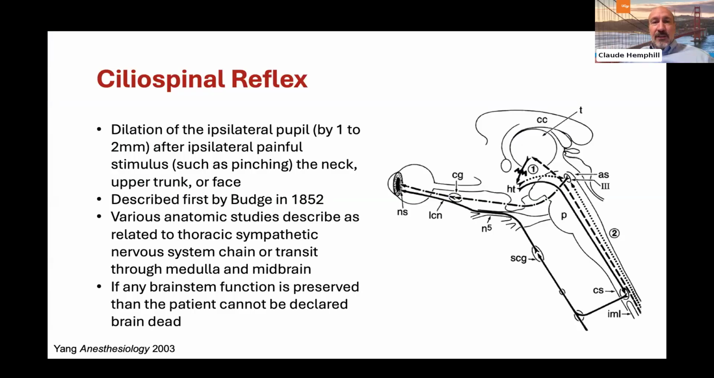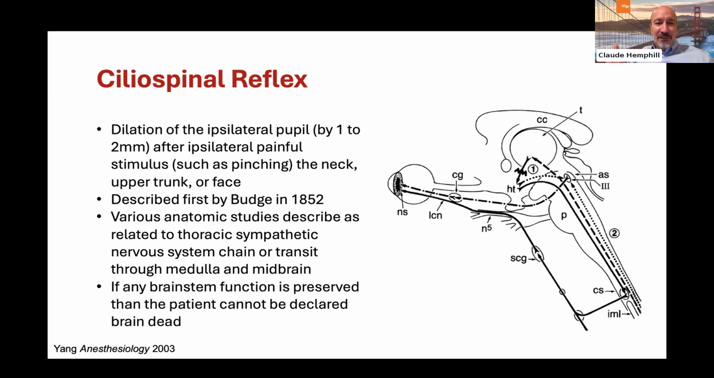So the ciliospinal reflex, just a little bit of neuroanatomy, is where the pupil dilates after a painful stimulus, such as pinching. It could be to the neck, upper trunk, or face. It's been described 170 years ago.